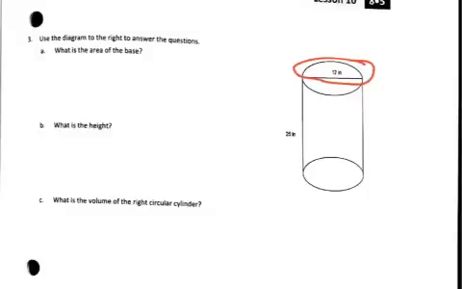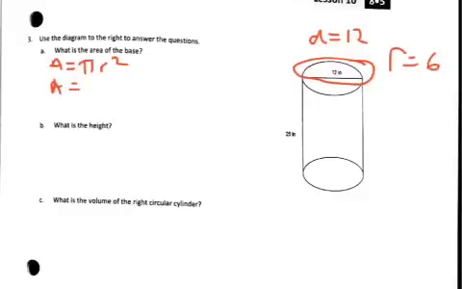All right, so area is pi r squared. Here they're giving us the diameter is 12. Therefore, my radius is really 6. So the area will be pi times 6 squared, or the area is 36 pi.